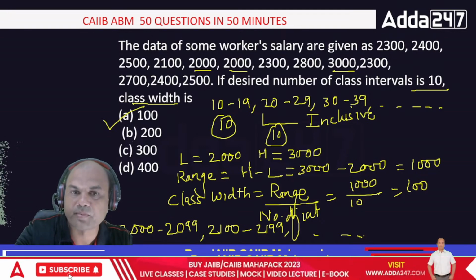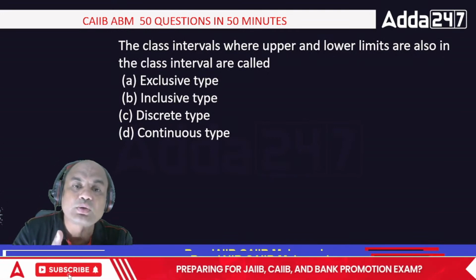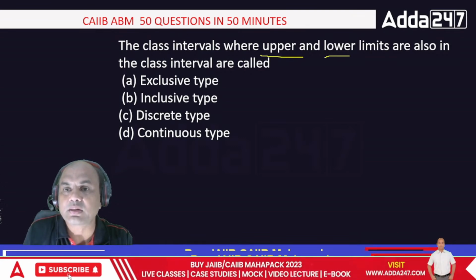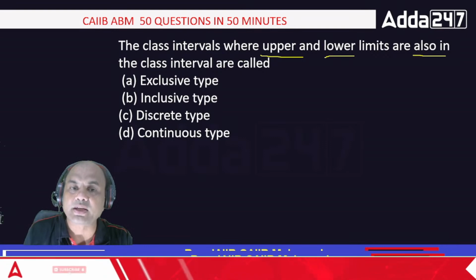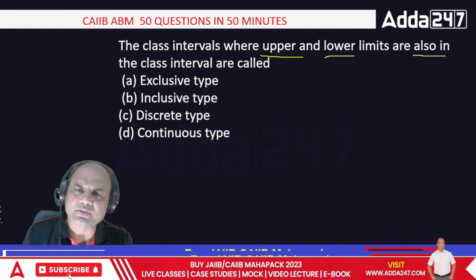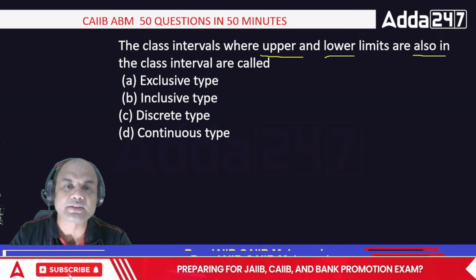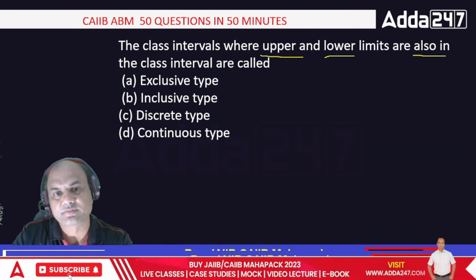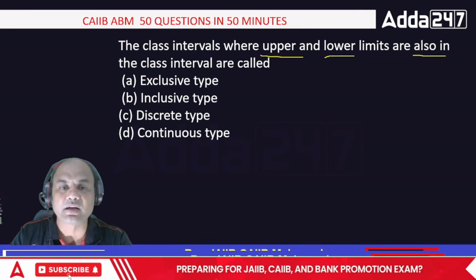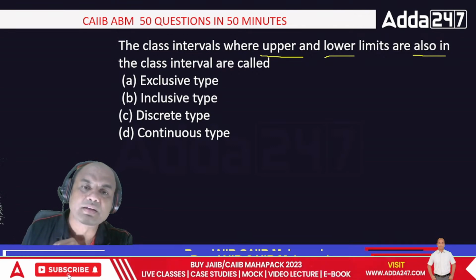Got it? Move on. The class interval where the upper and the lower limit are also in the class interval. Understand this. These are called as what? Exclusive, inclusive, discrete or continuous. So what is the answer? Just now we saw it, isn't it? Everyone who was there from the beginning of this class will understand it. Correct. The answer is correct.